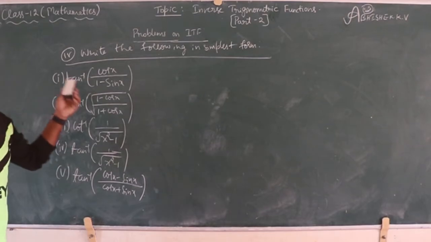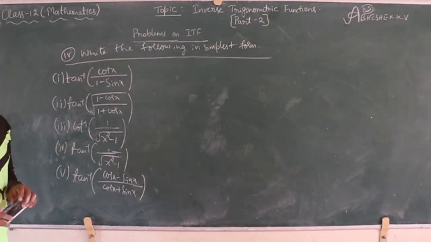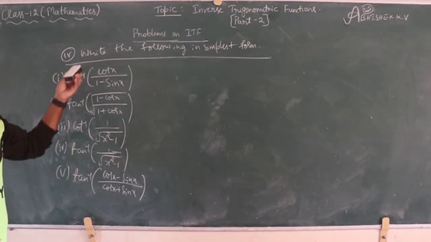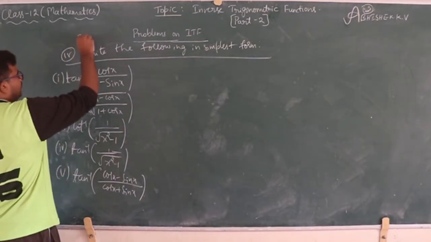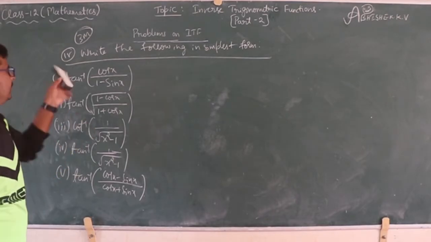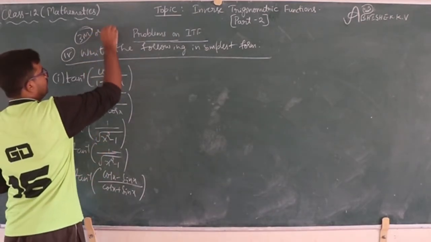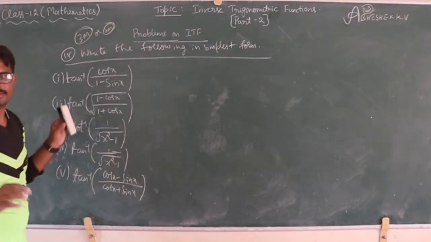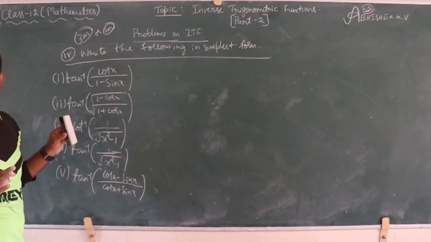Yes. This is the fourth type of problem in your inverse trigonometric functions. Examiner asks these questions for 3 marks. Any one: write the following in simplest form. 3 marks or 2 marks. In this type, you will definitely get one question.